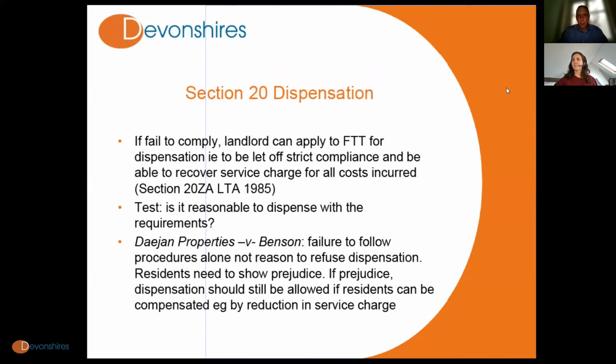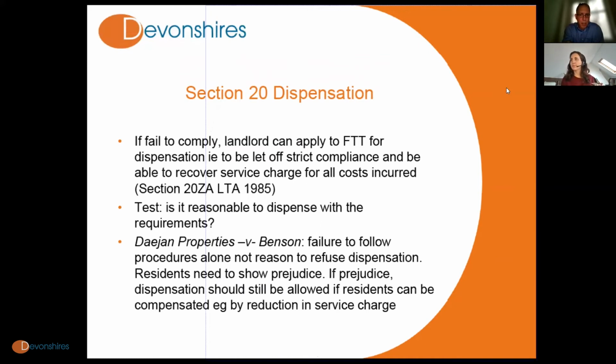And then I'm just going to touch on dispensation before I hand over to Zoe. As I mentioned earlier, Section 20 is a process that landlords need to go through when they're looking to recover costs over a certain amount. There's a statutory cap for works of £250 per leaseholder, and then there's a cap on the amount that can be recovered in relation to what are called qualifying long-term agreements, which is £100 per leaseholder.